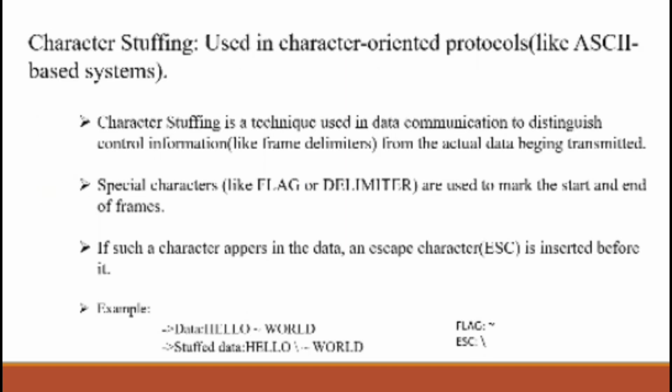Character stuffing is a technique used in data communication to distinguish control information from the actual data being transmitted. Special characters are used to mark the start and the end of the frame. If such a character appears in the data, an escape character is inserted before it. So if the data itself accidentally contains the same special character, this problem is solved by inserting an escape character before any character in the data that could be mistaken for a control character. This tells the receiver the next character is a part of the data, not a control code.